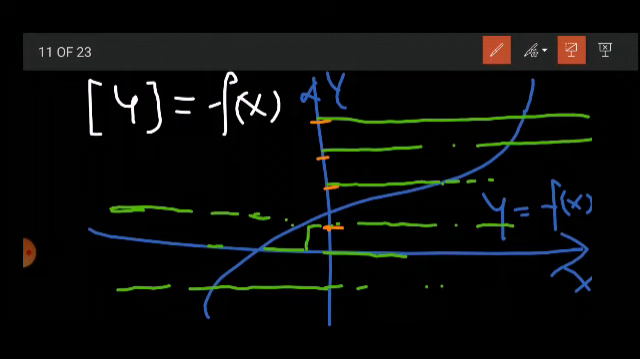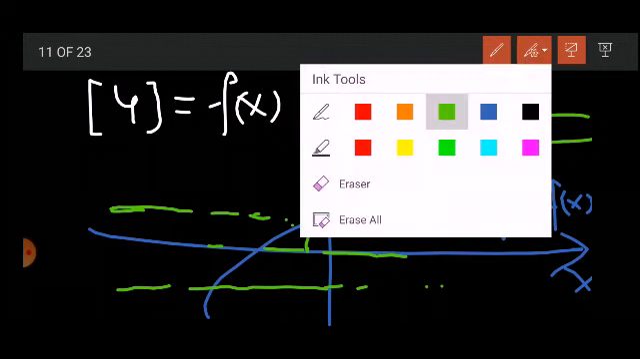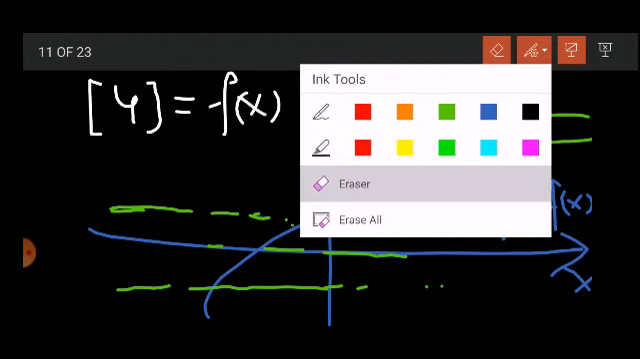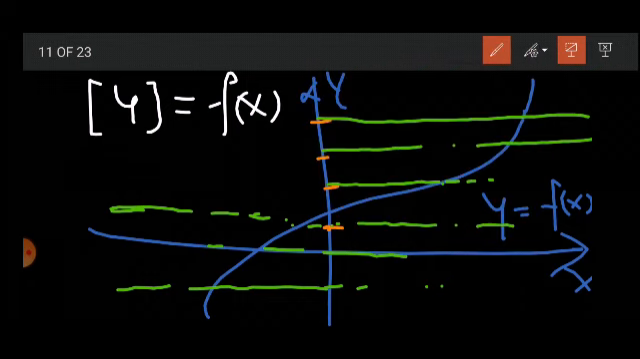So here, for negative x, that is attaining here 1. Let me erase this part, and here we'll mark this with the red colors, wherever there are integer points where these green dotted lines are intersecting with this blue curve.